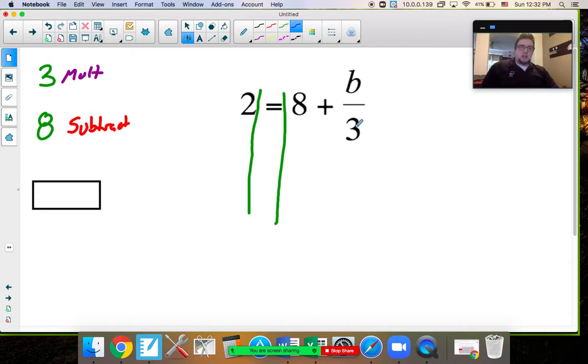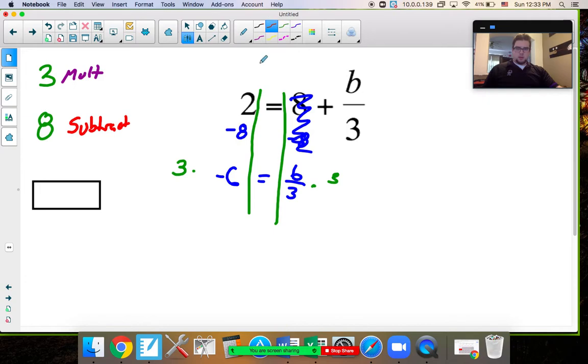Well, the 3 is the closest number to B, so the most outside operation is the 8. So the first thing we're going to do is subtract the 8. 2 minus 8 gives us negative 6, and it leaves us B over 3. We're going to undo the 3 by multiplication, so we're going to multiply by 3. 3 times negative 6 gives us negative 18. The 3's cancel, and B is negative 18.